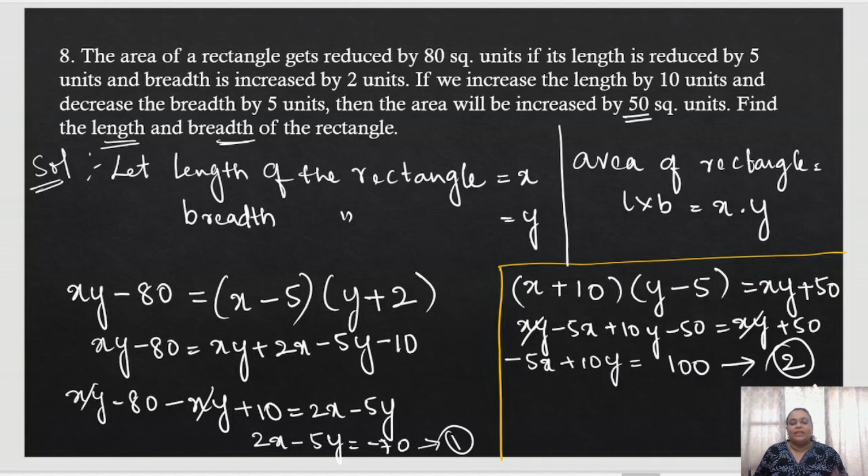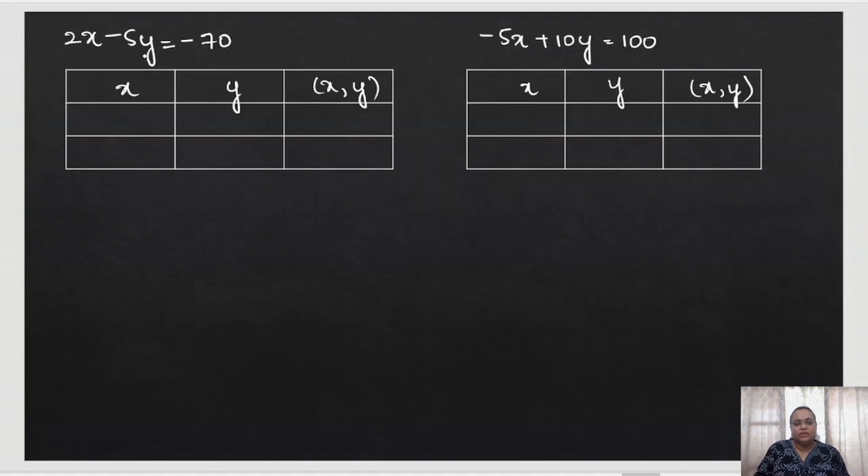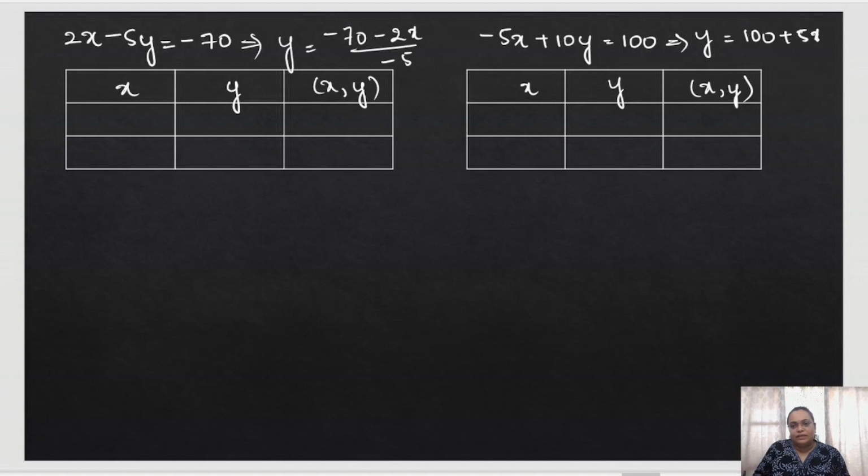Now we have got two equations. Now let us find out the points and plot the graph. This is the first equation and this is the second equation. From the first, if we want the y value, you will get y equal to minus 70 minus 2x by minus 5. For the second equation, the y value is 100 plus 5x by 10. Now let us take the points. If we take x equal to 10 here.